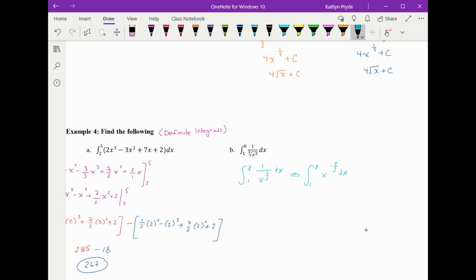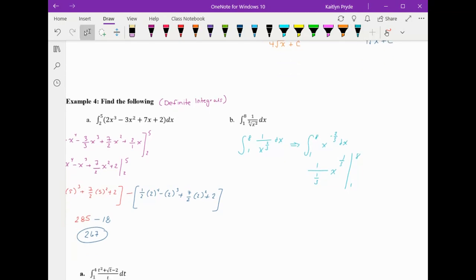Okay, so if I'm looking at my function, x raised to the negative 2/3, technically there's going to be a 1 here, and then all over, if you add a 1 to negative 2/3, you end up with 1/3, x to the 1/3, and again, this will be evaluated from 8 to 1. If I simplify, that's going to be 3x to the 1/3, evaluated from 1 to 8.